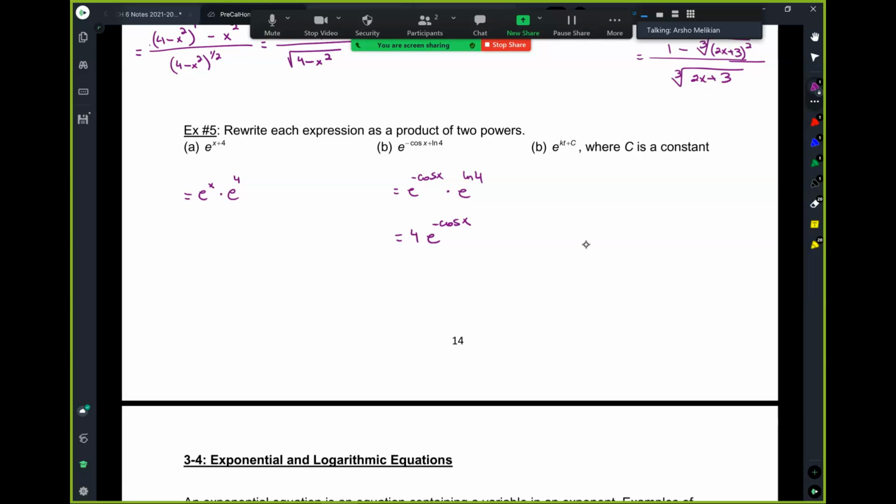Okay? Now, e to the kt plus c. This is a famous thing, right? e to the kt plus c. You'll see it next year. You see less and less numbers the further up you go. Okay? Yeah. But do you miss them though?